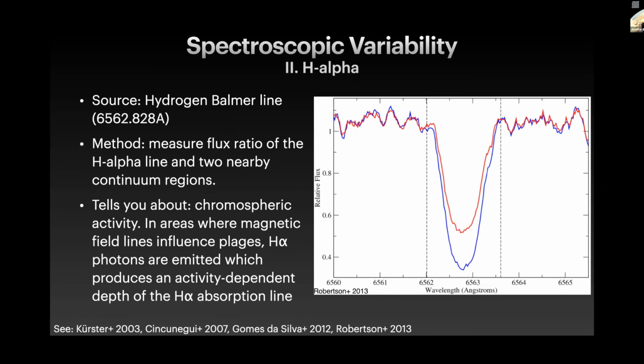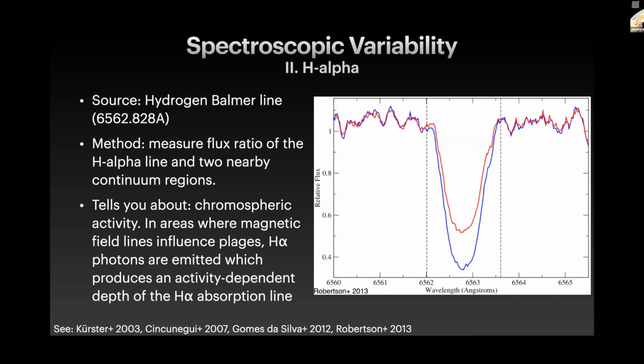Looking further into the red part of the spectrum is another well-established activity indicator, the H-alpha absorption line. Similar to the approach used for the calcium-2 lines, this indicator is based on the ratio of the flux in the core of the H-alpha line to nearby continuum regions of the spectrum. H-alpha also tells you about the star's chromospheric activity levels because H-alpha photons are emitted in regions where magnetic field lines are influencing plages. And so this figure from Robertson et al. 2013 shows the H-alpha absorption for the star Gliese 270.